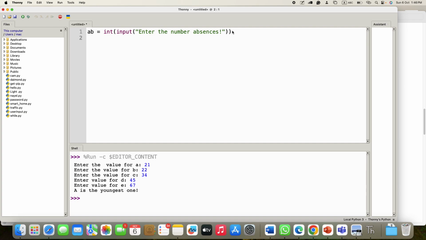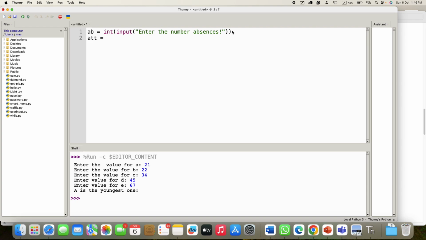So number of absences, and then what we do? We calculate the percentage of present and absent, right? So let's see how many attended. Attend, ATT. Attend equal to. Now if you enter, let's say 40, you want to see what percentage 40 is of what? 90. What would be the formula?